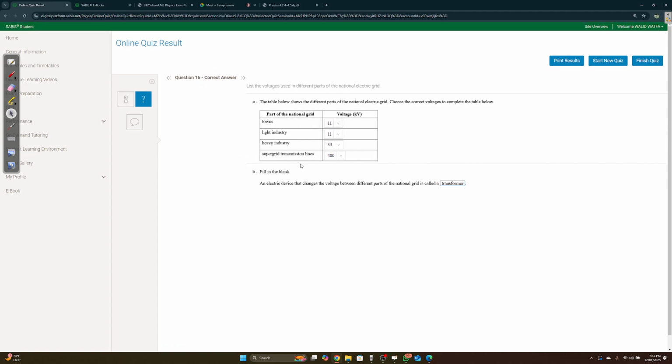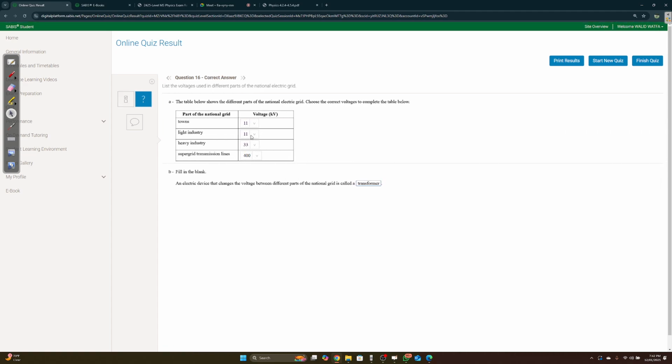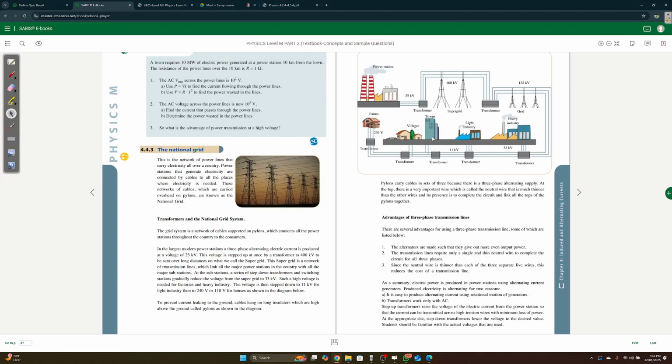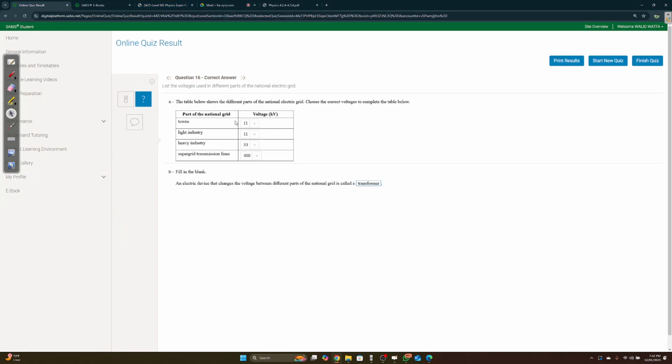Question 16. Here, towns are 11. The light industry is 11. Yeah, this 11 is for towns as well. So towns is for light industry towns, and then 240 is for farms and villages. So villages, towns, and light industry, you can just say they're 11. Okay, so towns and light industry are 11, 11.